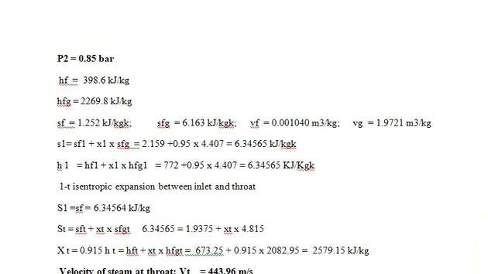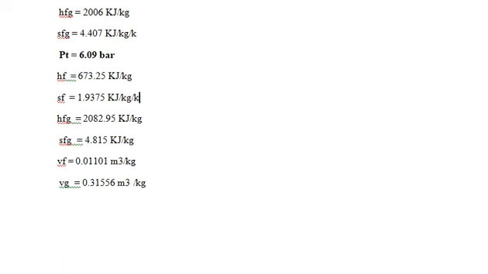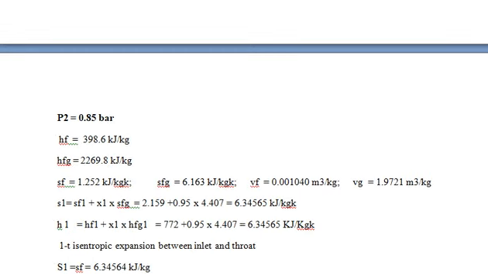Then go to the other pressure. The pressure 0.85 is in the nozzle exit section. For this, you again go to the steam table and find out the hf value, hfg, sf, sfg, vf, vg. You get all the values.